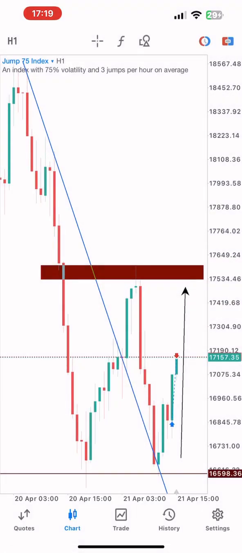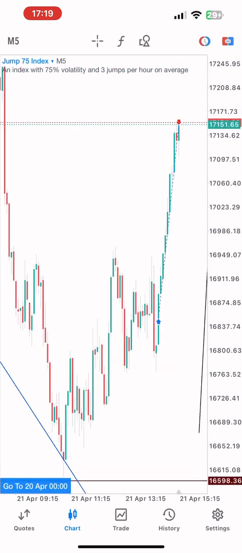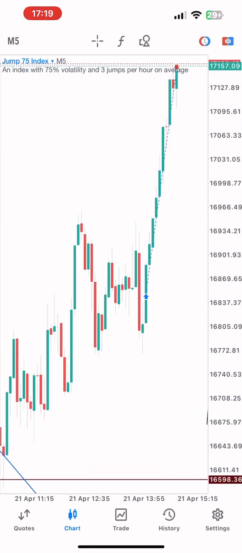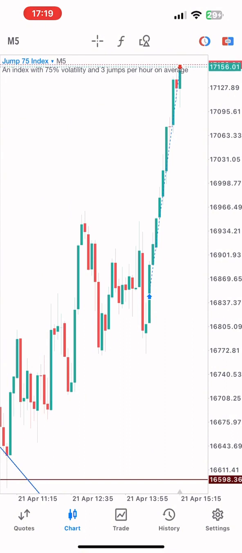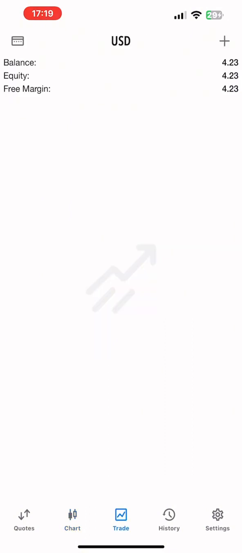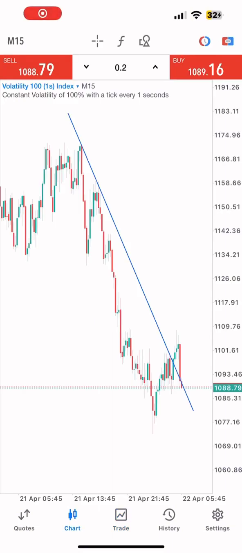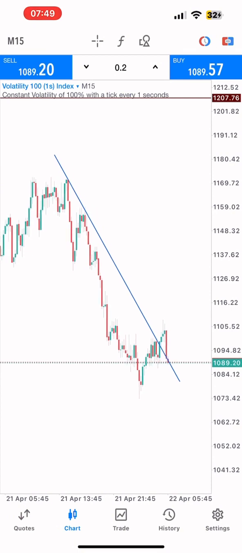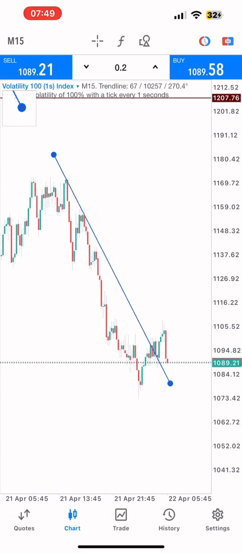So let me show you my history. You can see on the blue arrow, that's where I entered my buy, and there was no drawdown. There seems to be progress, because when I started, this account was on 20 cents, and right now it has grown to $4.23, which is not bad.